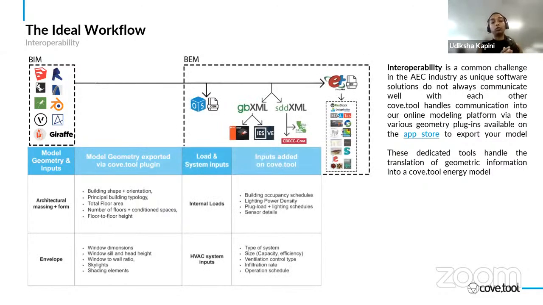So the ideal workflow would be to set up that model that has all your geometry details, and then you have your building energy model that has all your detailed inputs on your loads, on your mechanical strategies, and we have dedicated export options that aid that collaborative interoperability, so you are able to continue that detailed level energy analysis.